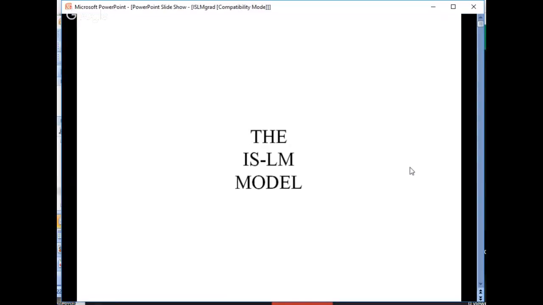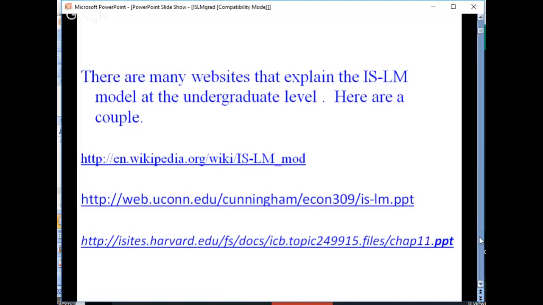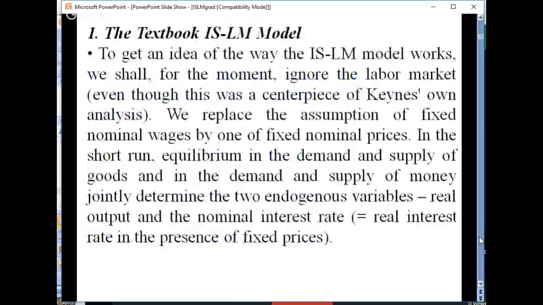Okay, we're covering the ISLM model. Esos son los websites que te di la semana pasada. Okay.